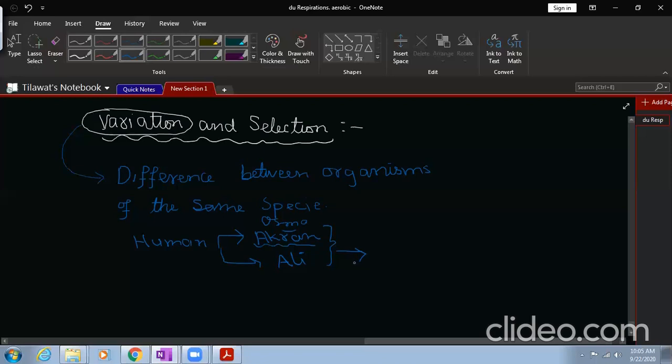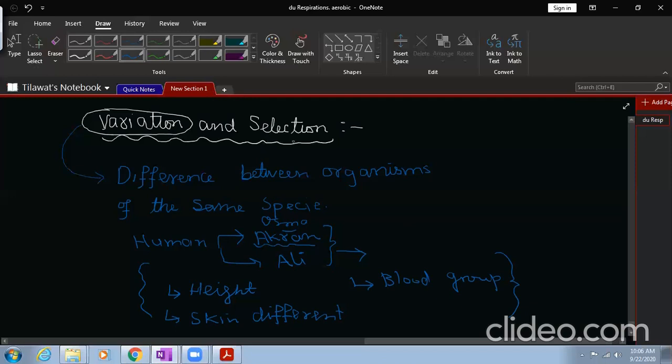Blood group is different. Height is different. Skin color is different. All these characters are different. So this is actually variation. Am I clear? Now, selection, I will move to that later on.